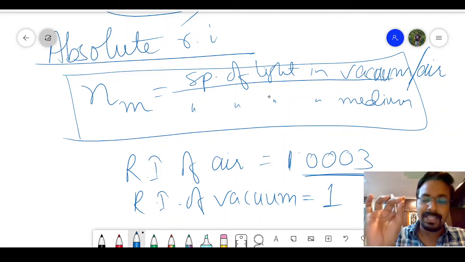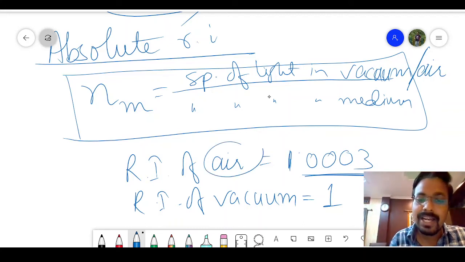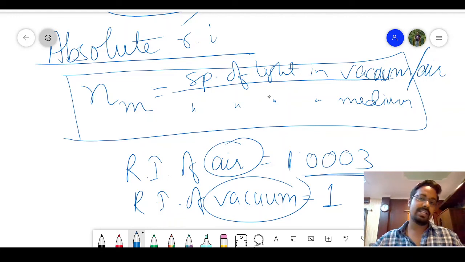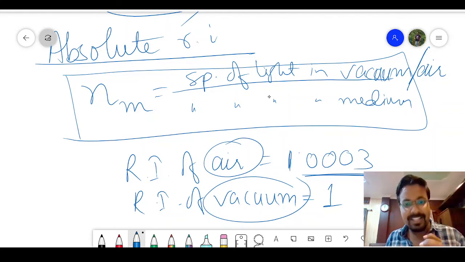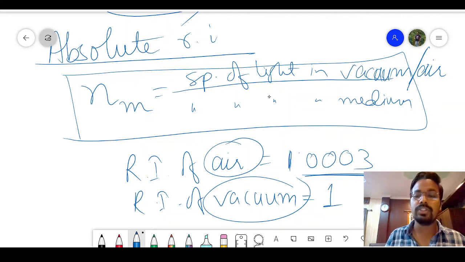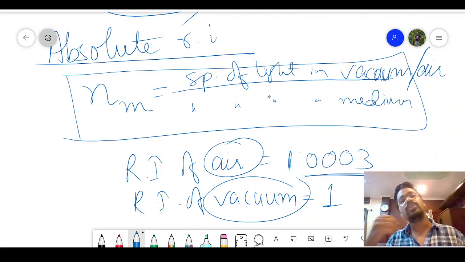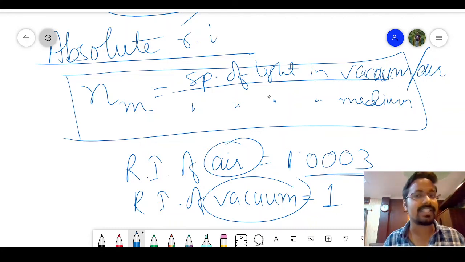That's why in most of the cases you can use air and vacuum interchangeably. So in some places you can write air, even if you write vacuum in place of air or air in place of vacuum, both are correct because the difference in refractive index is very minute, 0.0003. So since the difference is very small, we can use air or vacuum for absolute refractive index. That is based upon the question. If you get with respect to air, then use air. If you get with respect to vacuum, use vacuum. And speed of light in air and vacuum are almost the same. It is 3 into 10 to the power 8 meter per second.